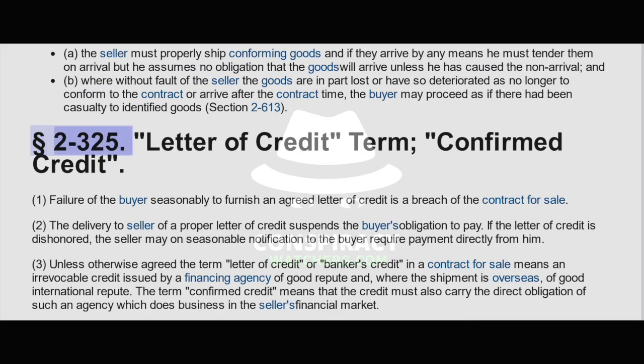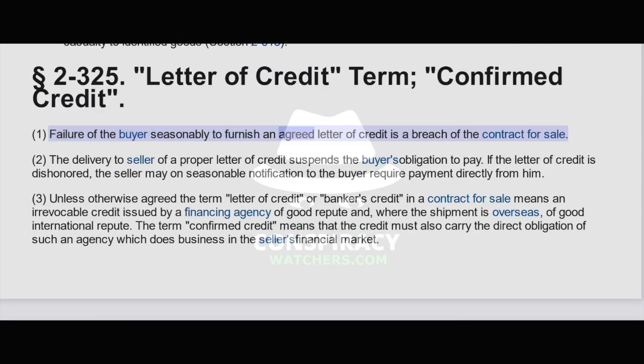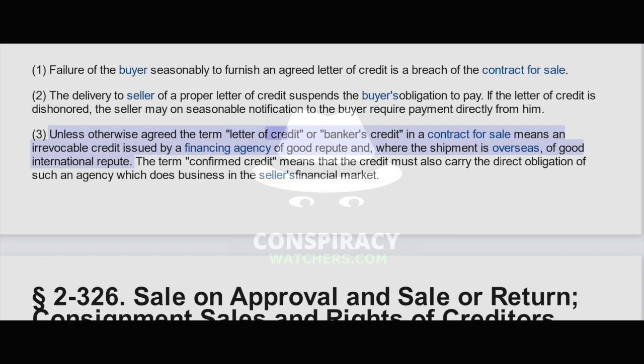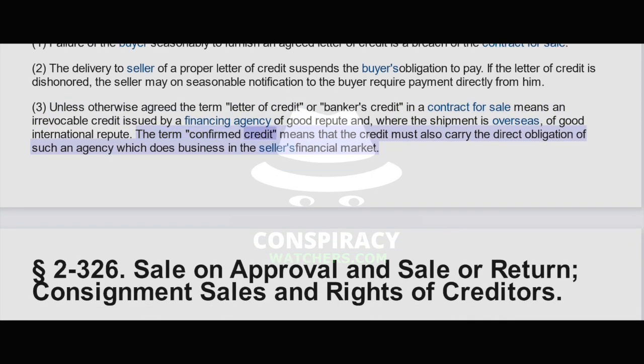Section 2-325. Letter of credit term; confirmed credit. Failure of the buyer seasonably to furnish an agreed letter of credit is a breach of the contract for sale. The delivery to seller of a proper letter of credit suspends the buyer's obligation to pay. If the letter of credit is dishonored, the seller may on seasonable notification to the buyer require payment directly from him. Unless otherwise agreed, the term "letter of credit" or "banker's credit" in a contract for sale means an irrevocable credit issued by a financing agency of good repute and, where the shipment is overseas, of good international repute. The term "confirmed credit" means that the credit must also carry the direct obligation of such an agency which does business in the seller's financial market.